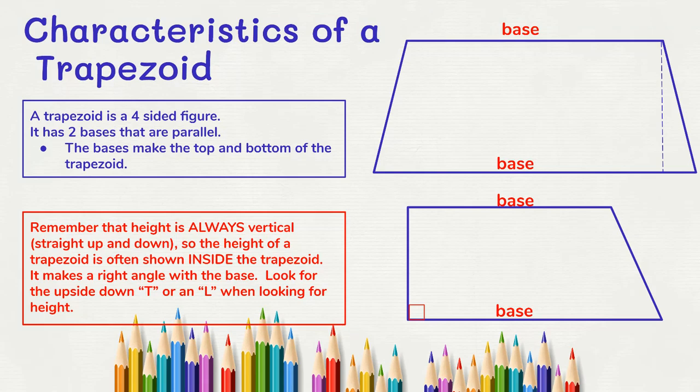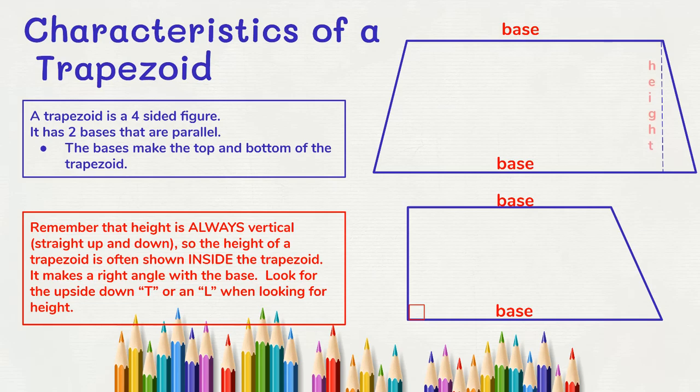So it's often shown inside the trapezoid. It makes a right angle with the base. So you can look for that upside down T or an L when you're looking for where the height is. Because remember, it's going to be straight up and down. It's always going to be vertical when we're looking for height.